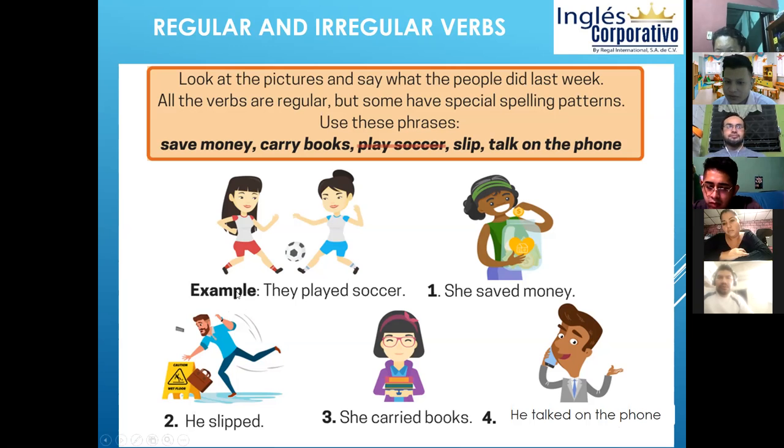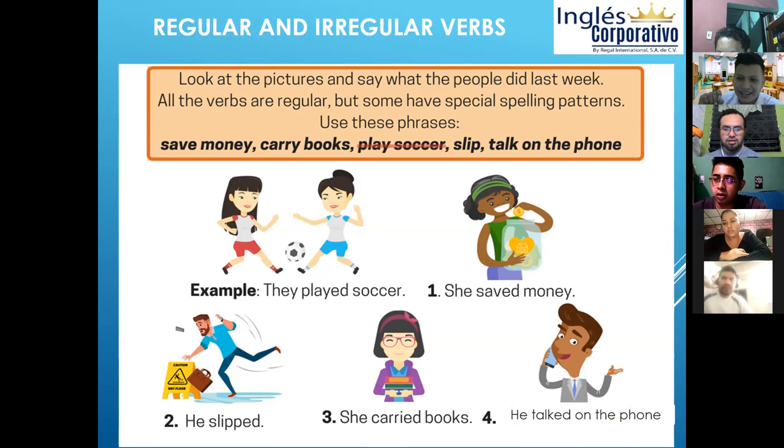Okay, really good. We got some examples here. I would like to hear the right pronunciation of this verb. So please pay full attention to this. This one, it says played, played, no play-it. This one, saved, saved, no save-it, okay, that's good. This one, slipped, slipped, right? Okay, no sleep-it, no, right, slipped. Okay, then we're gonna have carried, with D at the end, carried. And the last one, talked, talked.